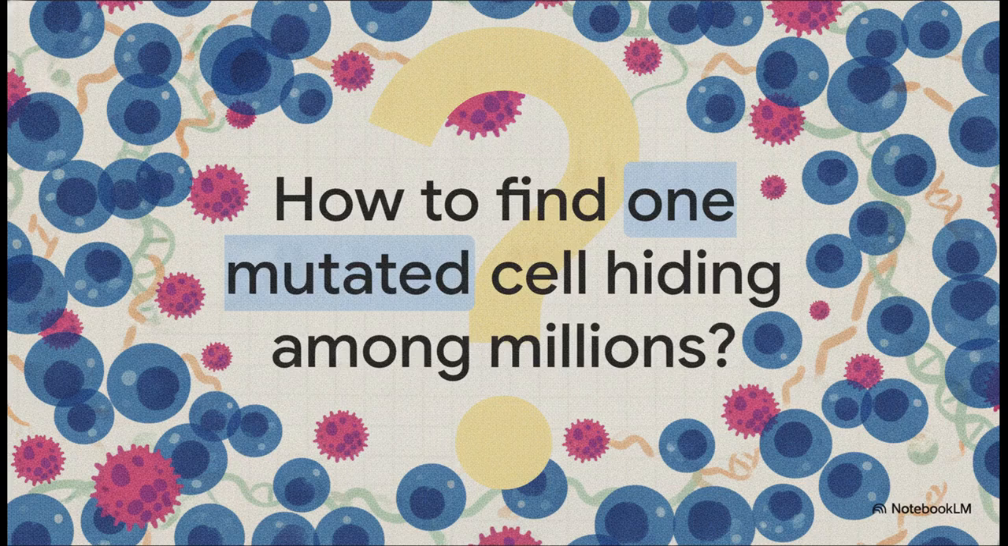Okay, imagine you're a doctor, right? And you are trying to find a single microscopic mutated cell hiding among literally millions of healthy ones. Or picture trying to detect a viral infection in a patient when there are only a handful of virus particles circulating in their entire bloodstream. I mean, it is the ultimate microscopic needle in a haystack problem. So how do we find something so incredibly rare, yet potentially so deadly?